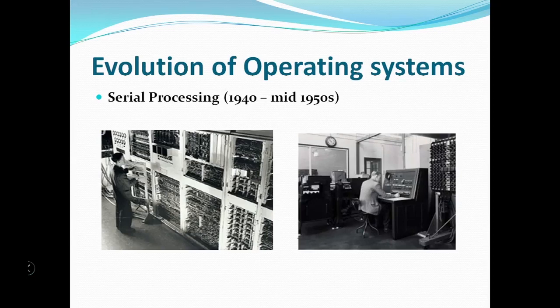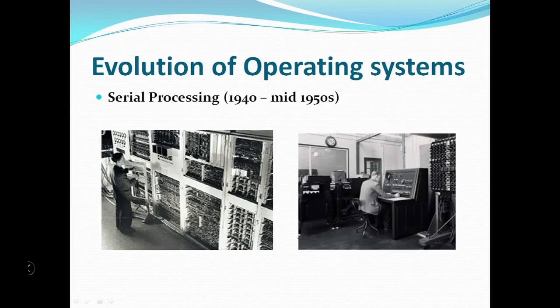Then we are going to talk about the evolution of operating systems. To talk about the evolution of operating systems, we have to go back to the 1940s. It starts with serial processing. Let's look at what serial processing is. Serial means one after the other. There's a sequence, a proper sequence, one after the other.